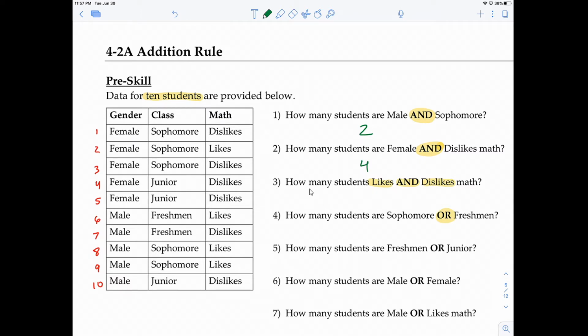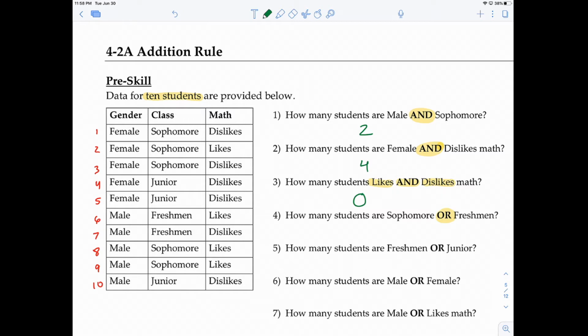All right. So number 3, how many students like and dislike math? So if you ask a classroom of 10 students with these characteristics, and you say stand up if you like and dislike math, well, nobody likes and dislikes math, right? You either like math or you dislike math, but you're not in both camps. So we would say there's 0 students. And again, we're assuming that you can only like or dislike math. You don't have this love-hate relationship with math, right?